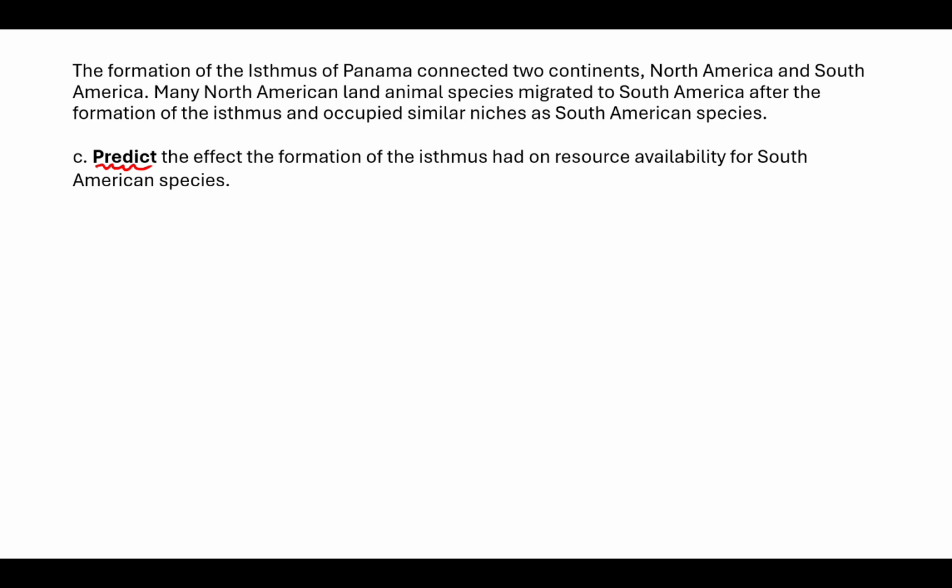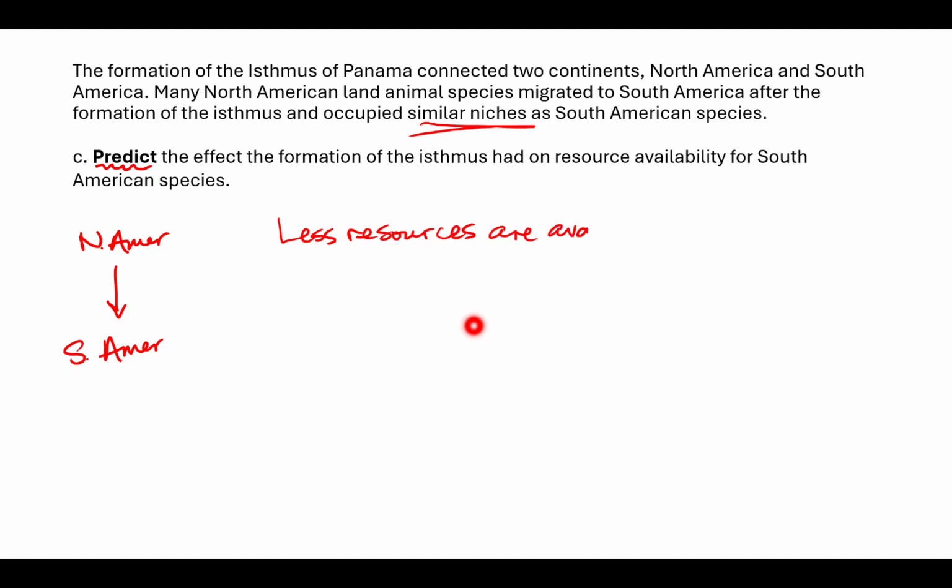availability. Now, the important thing is that you had animals moving from North America to South America. It does not mention animals moving from South America to North America, and it says they occupy similar niches. So is that going to increase availability for South American species or decrease it? Well, if you have more species moving in, if they have similar niches, they're going to use similar resources. So there's going to be more competition, so there will be less resource availability. So you can say, if you're putting this in a sentence, less resources are available.